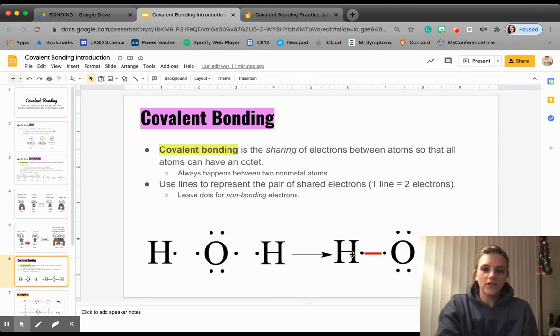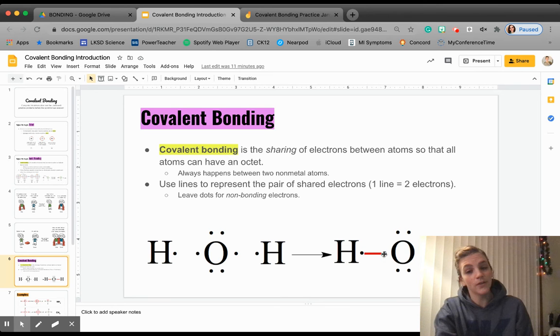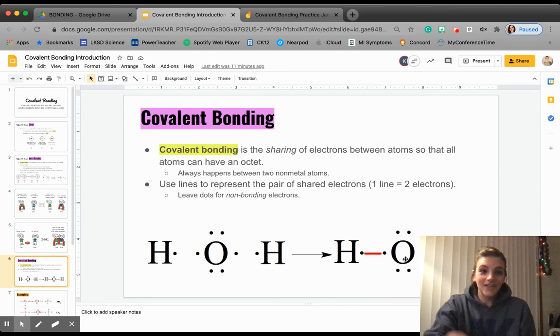So hydrogen, remember hydrogen wants a duet. Hydrogen has its own electron and is sharing 1 electron with oxygen. So hydrogen has a duet. Same for the other side, hydrogen. It is sharing with oxygen. So this hydrogen also has a duet. Oxygen in the middle is an element that wants 8 valence electrons.